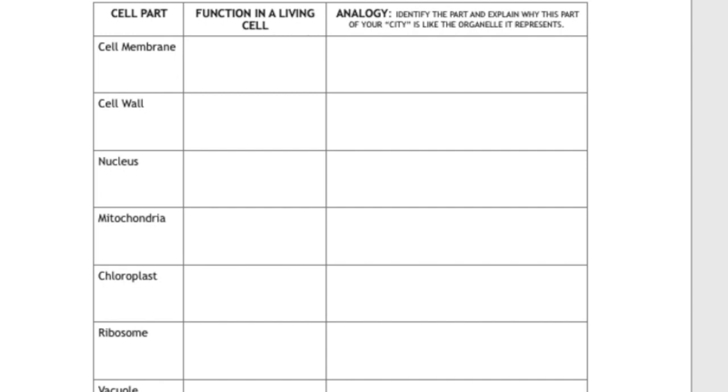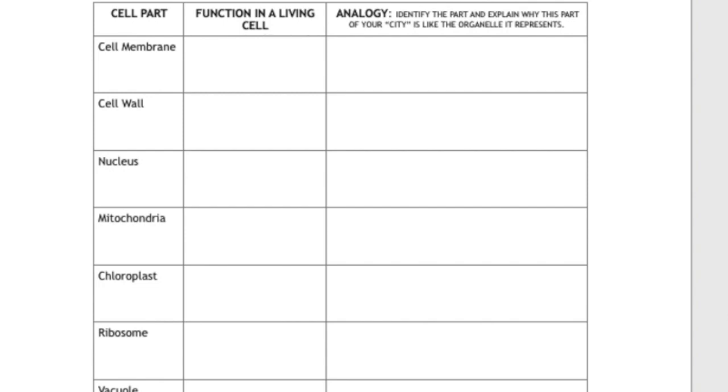Now when I go to cell wall, the cell wall is going to be more durable, stronger. So I'm going to communicate that it is a hard protective covering of the plant cell. And then in my analogy, I can go ahead and identify that as maybe a brick wall or a huge wall around my castle, or maybe some sort of durable, hard, rigid structure.